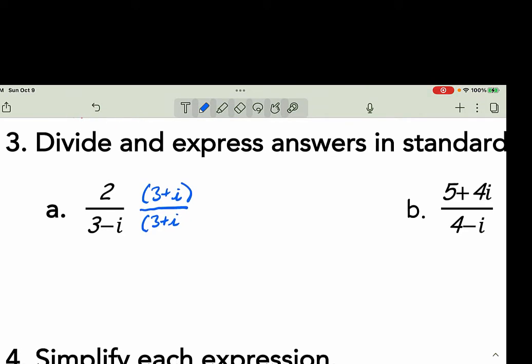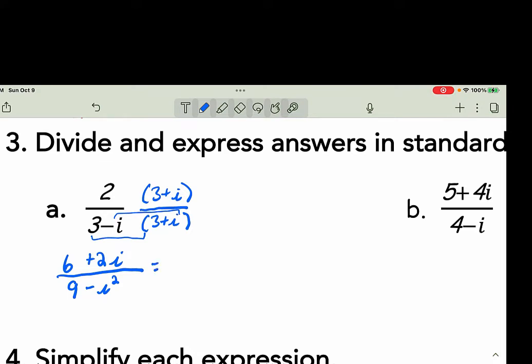So we have 2 times 3 is 6 plus 2i's on the top. On the bottom, we have 3 times 3, which is 9, and then minus i squared. Now, notice that we don't FOIL it, because if you notice what a conjugate is, this is the difference between two squares, which is an Algebra 1 concept, which means all we have to do is multiply the first term and the last term, because if we do the FOIL operation, the inside and outside cancel out.